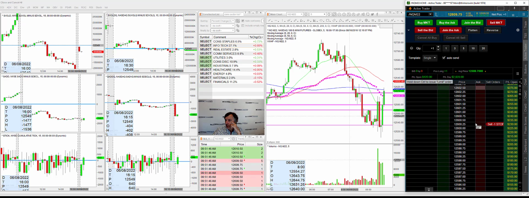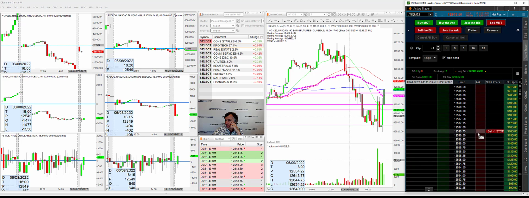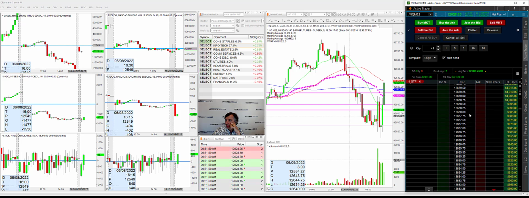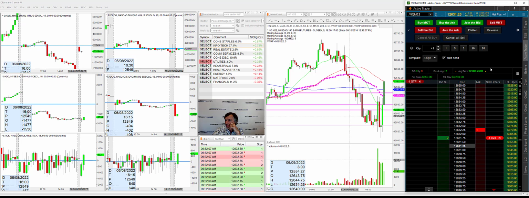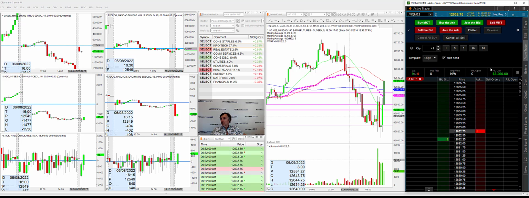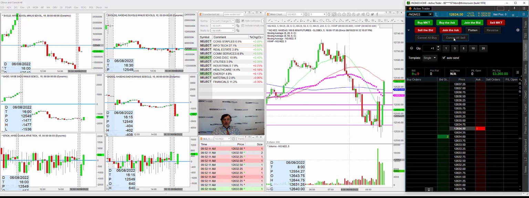I'll still put a stop underneath the VWAP. So let's say 599 right there. And 632 is where it should go up to, that red line. There it goes. Hit it. Got it. Okay, so that was that.